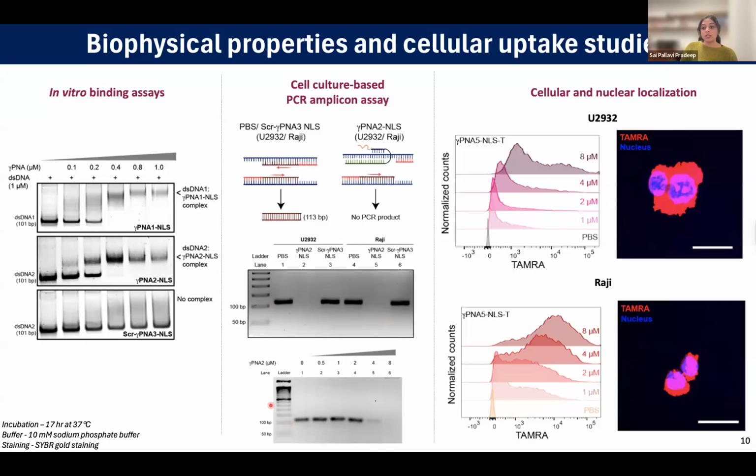In addition to this, we also treated the PNA at different doses, and we observed a complete disappearance of the amplicon at an 8 micromolar concentration. In order to visualize the uptake, we used flow cytometry, where we increased the dose of the PNA in a dose-dependent manner and observed an increase in the cells that underwent uptake. We also used confocal microscopy, and we saw the overlap of the TAMRA PNA with the blue DAPI nucleus, and this confirmed the uptake of the PNA in the nucleus as well.